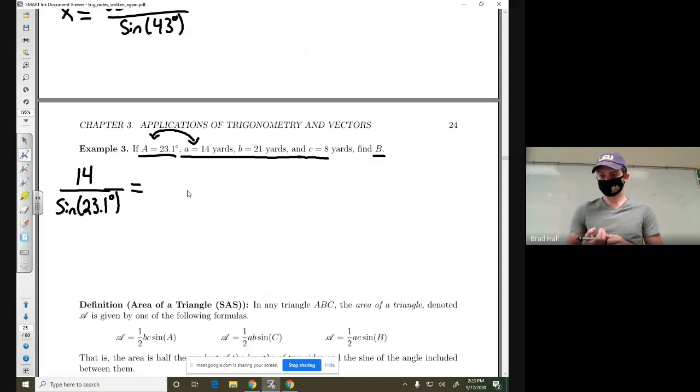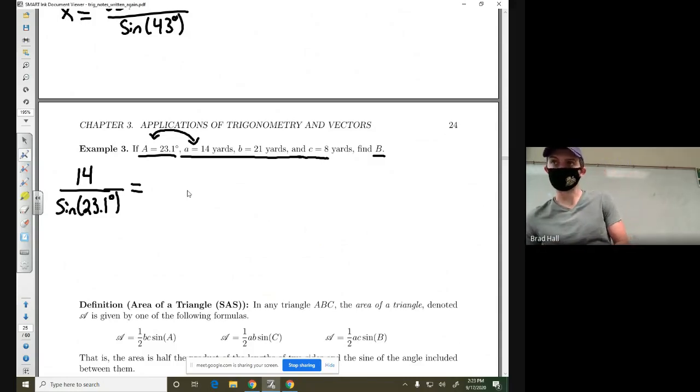Big B over solid. Want to help them out? Would you use the 14? Why 14? Do you have it? Blake?